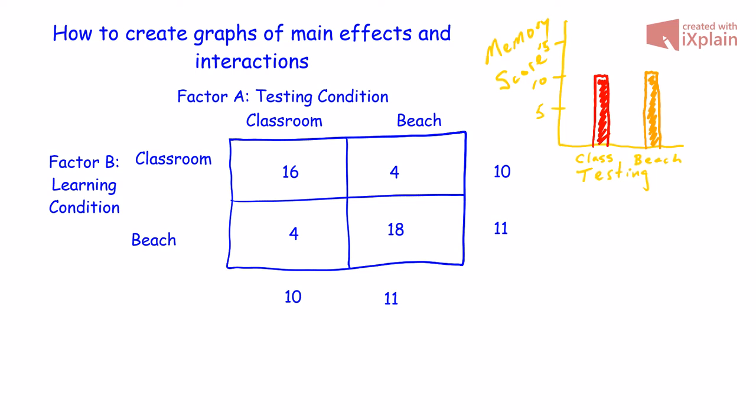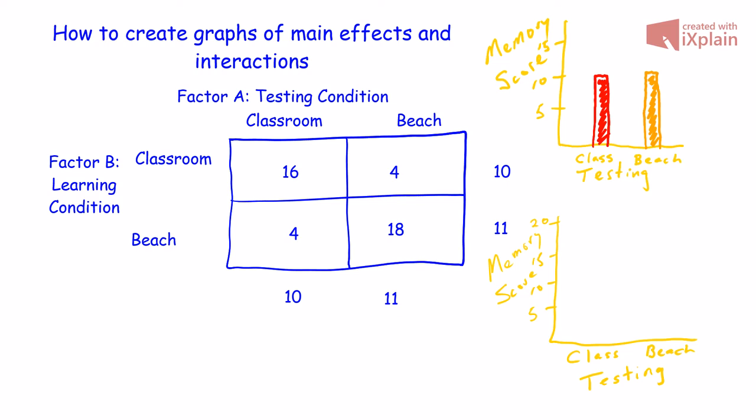Now we're going to do the interaction. Now again, the interaction is using these means in the middle. We have to graph the cell means. So the first thing we do is we generate our horizontal and vertical axes. Again, the horizontal axis, the one down here, is still an IV. You can pick one. I just did the same one I did before. So it's testing with the two levels, class and beach. And the vertical axis is still the dependent variable.